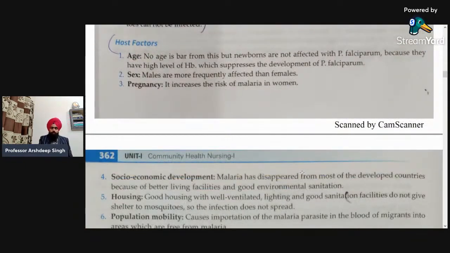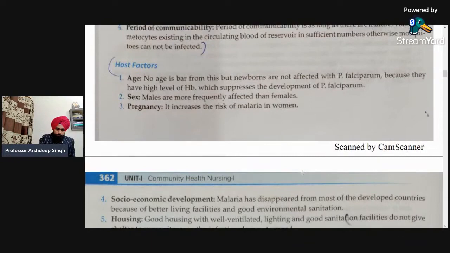Next is the host factor. What are the various host factors? First is age. So no age bar from this, but newborns are not affected with Plasmodium falciparum. So there is no age bar. Any person of any age can get infection of malaria, but newborns are not affected by Plasmodium falciparum because they have a high level of HbF, which suppresses the development of Plasmodium falciparum.